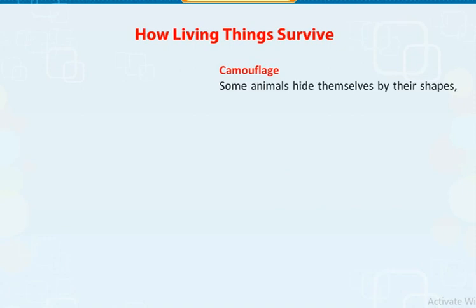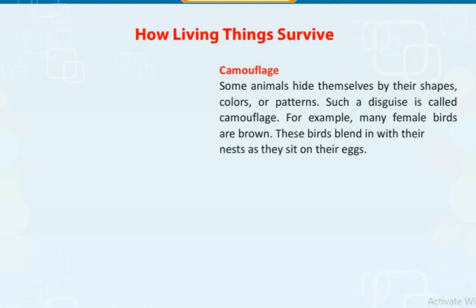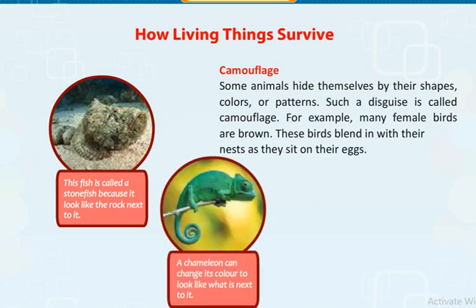Some animals hide themselves by their shapes, colors, or patterns. Such a disguise is called camouflage. For example, female birds are brown. These birds blend in with their nests as they sit on their eggs. This fish is called a stonefish because it looks like the rock next to it. A chameleon can change its color to look like what is next to it.